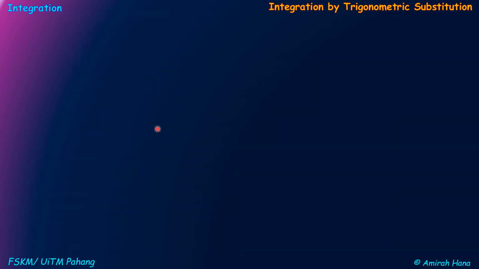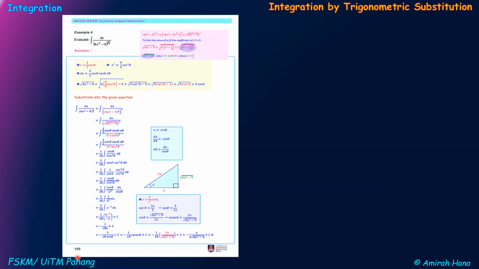Next, we turn to page 118, example 4. Evaluate the integral of dx over (4x squared minus 9) to the power of 3 over 2. Okay, this question is also considered under integration by trigo sub. Although it looks like a power of 3 over 2 here, it is actually a radical.